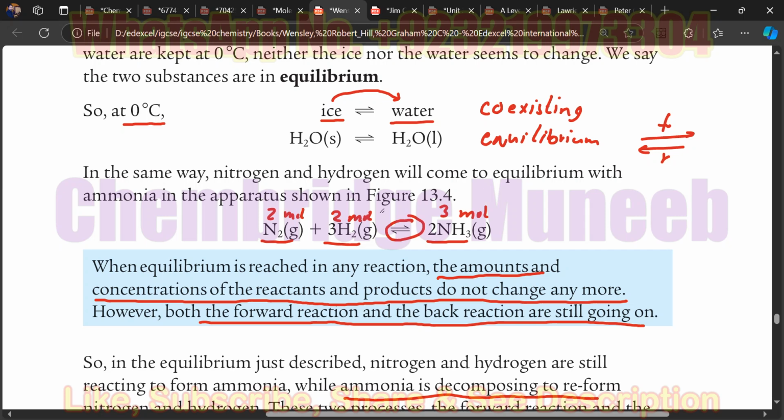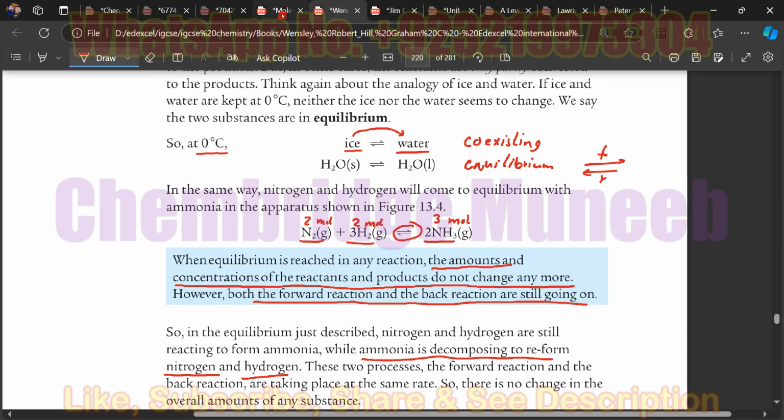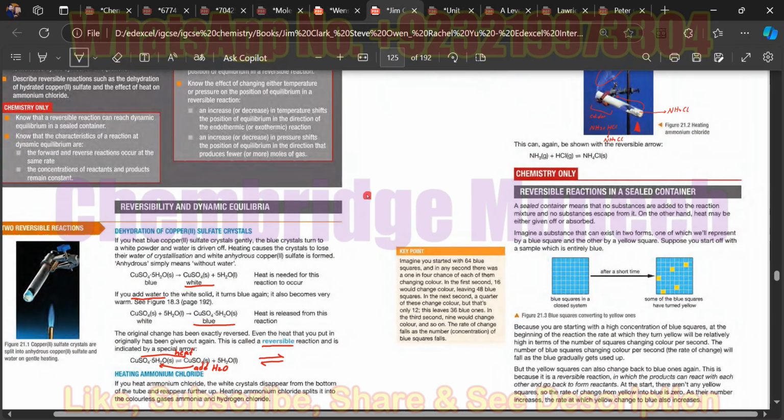So the amounts of the gases will remain the same, they will not change. There will always be this many moles of the nitrogen gas, hydrogen gas, and the ammonia gas in the mixture. Is that clear? Yes. Okay.